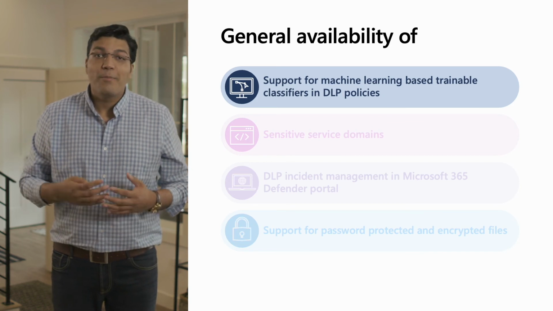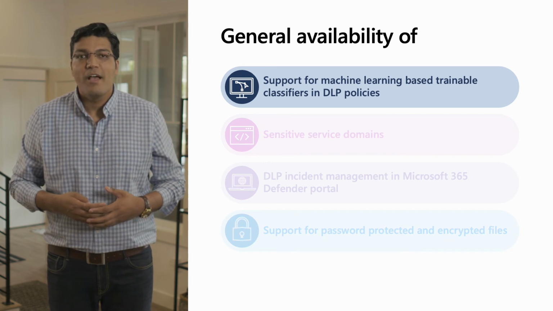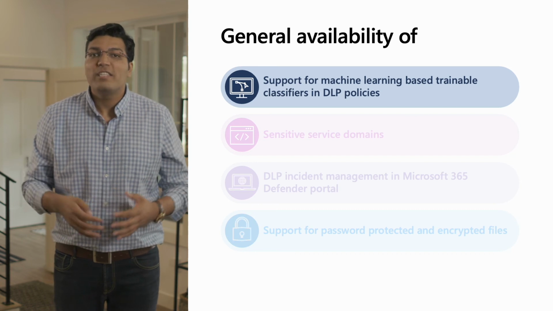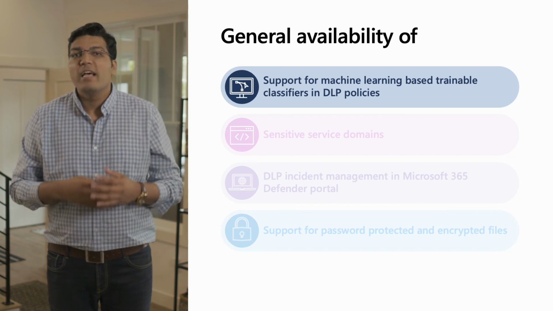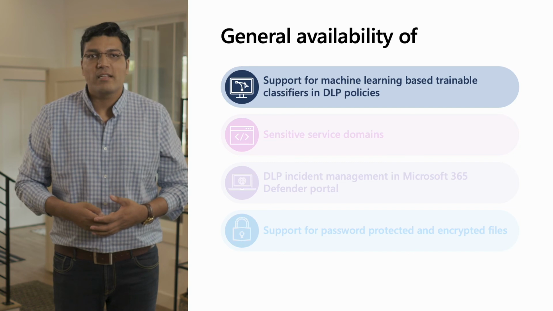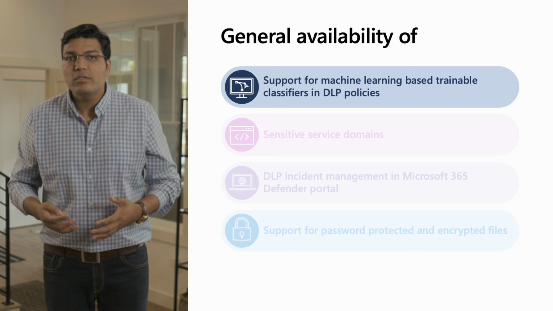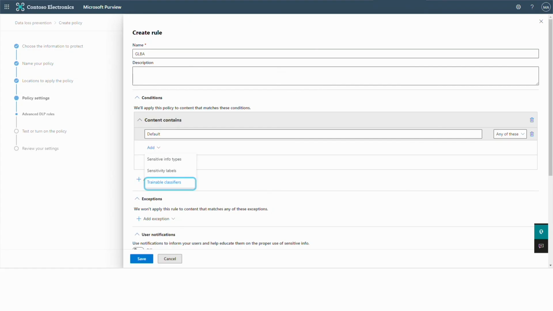Number 1, support for trainable classifiers as condition in DLP policies. With this capability, you can detect and prevent sensitive content with specific business context like financial statements, contracts, legal and HR documents, etc., as well as behavioral context like discrimination, profanity, and more from unauthorized use, sharing, or transfer. You can use out-of-the-box or custom-built trainable classifiers and add them as conditions to your DLP policies.